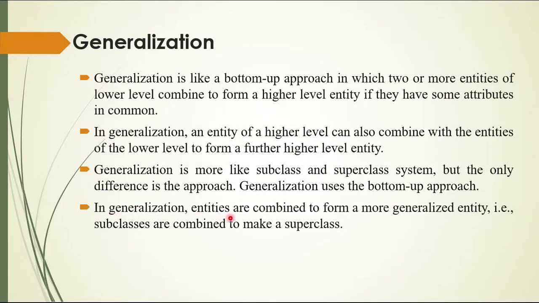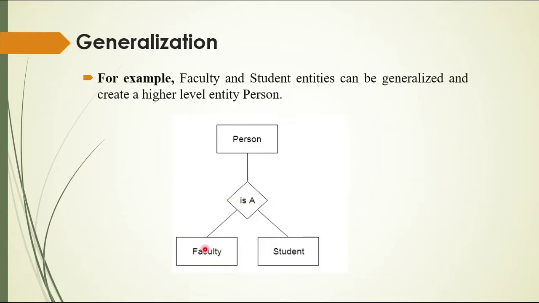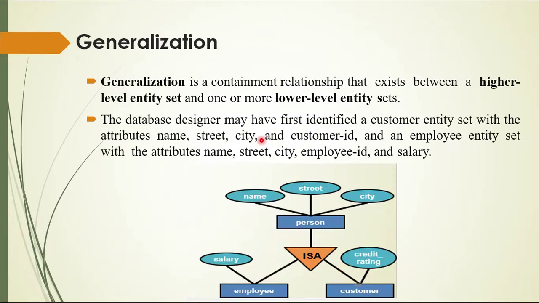In generalization, entities are combined to form a more generalized entity. Subclasses are combined to make a superclass. As I have explained, faculty and student are the subclasses. They are combined together to generate the superclass person. For example, faculty and student entities can be generalized to create a higher level entity person. Generalization is a containment relationship that exists between a higher level entity set and one or more lower level entity sets. So one or more lower level entities combine together to generate the higher level entity set.